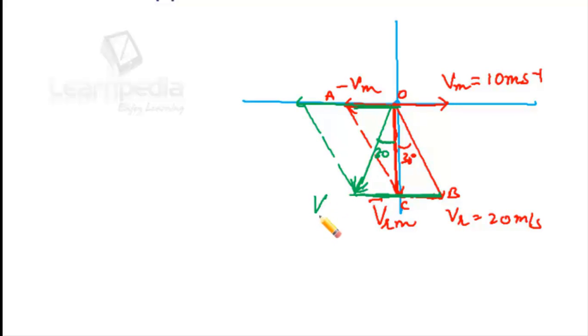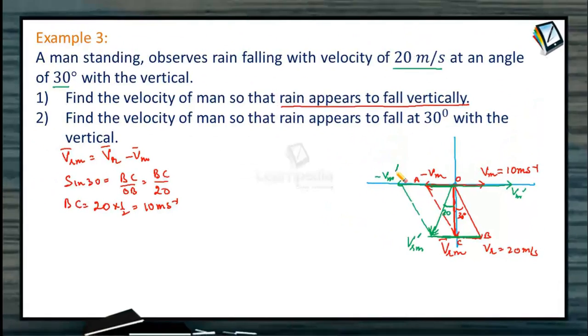And this is velocity of rain with respect to man. I'll call this as Vrm dash. And here, the man has doubled his speed. Let me call this as Vm dash. This will be minus Vm dash. So what is Vrm dash equal to? Vr, which is the same velocity here, minus Vm dash.